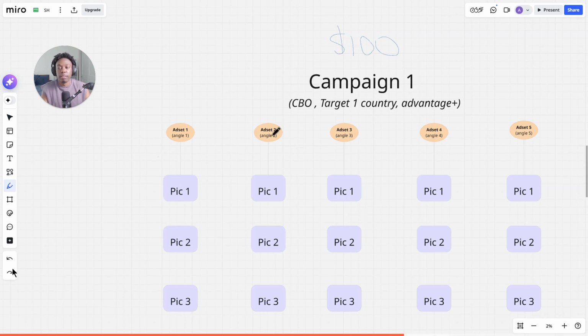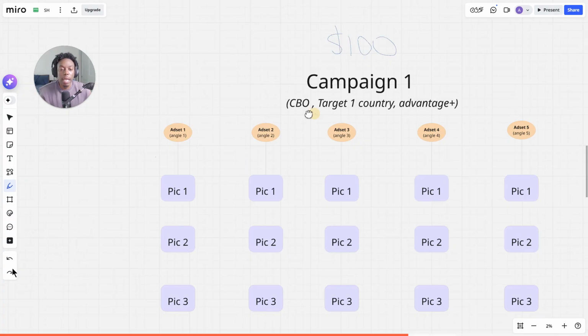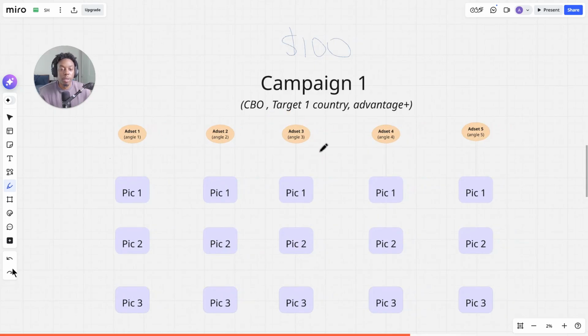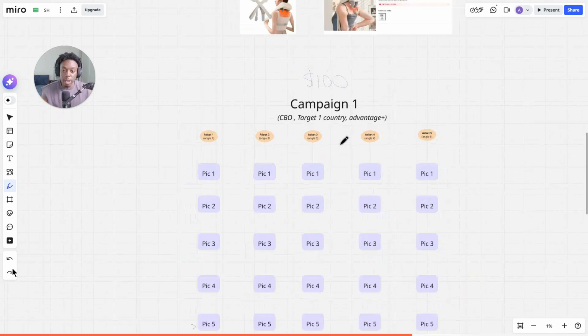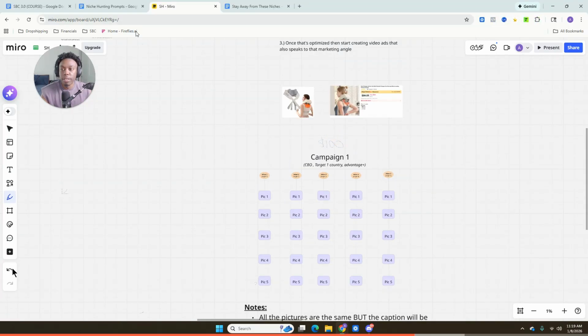So just to make sure everyone gets a fair shot in the first couple of days, we'll give them $10 ad sets, minimum ad spend. And then eventually we'll cut the ones that aren't profitable, and we'll know really quickly within the first 3 days whether or not we're going to move forward with the product. So that's a 50-foot overview.